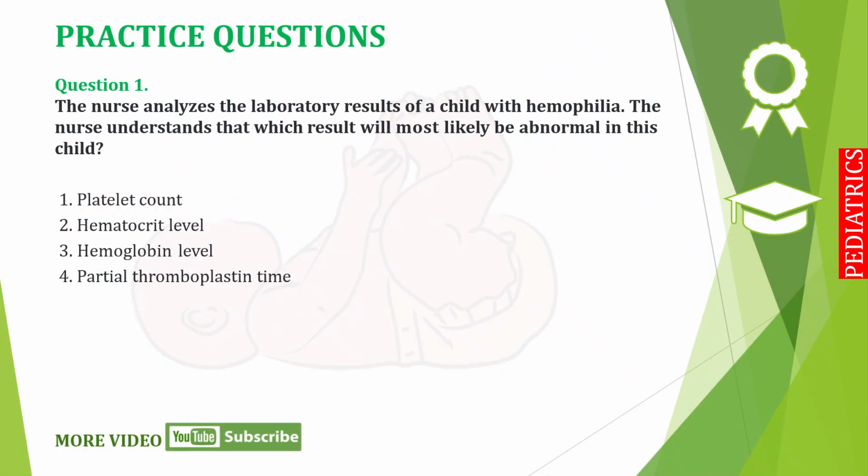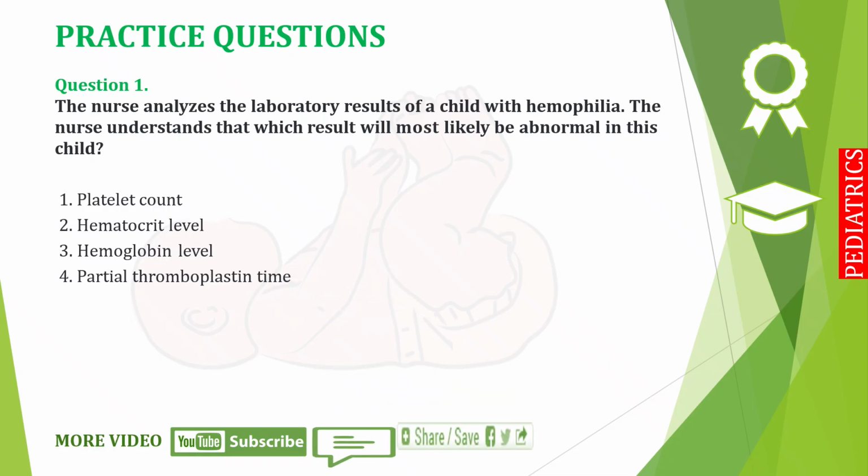Question 1. The nurse analyzes the laboratory results of a child with hemophilia. The nurse understands that which result will most likely be abnormal in this child? 1. Platelet count. 2. Hematocrit level. 3. Hemoglobin level. 4. Partial thromboplastin time.